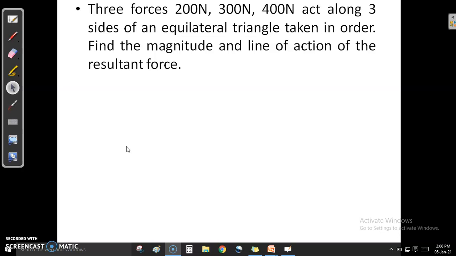So what is the peculiarity of an equilateral triangle? Yes, three sides are the same and the angle made by them is 60 degrees each. So you have to find the magnitude of the resultant and also the line of action of the resultant force. So we will see how we can draw the figure.